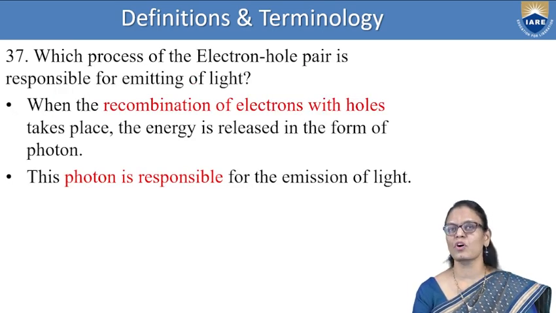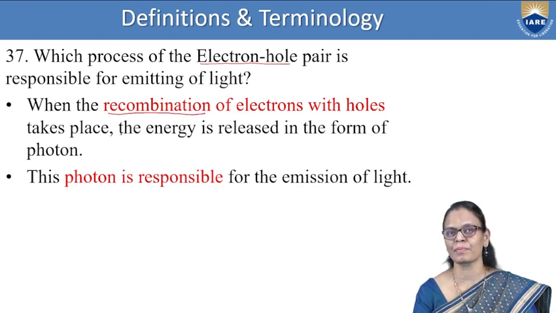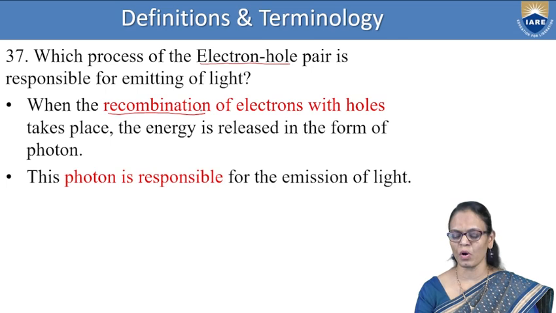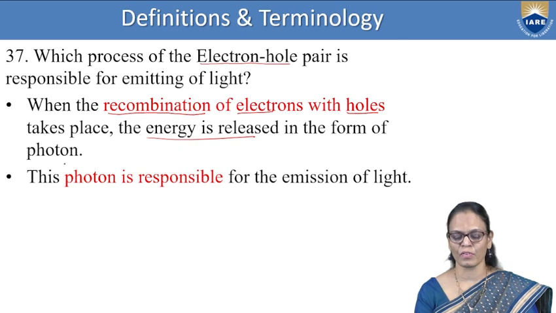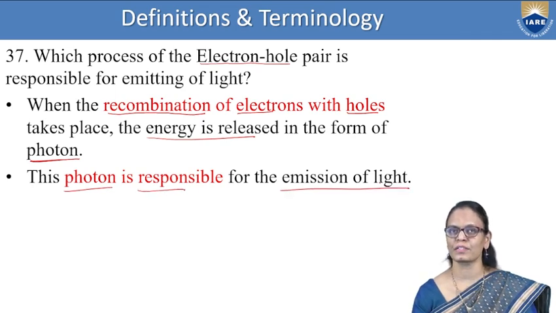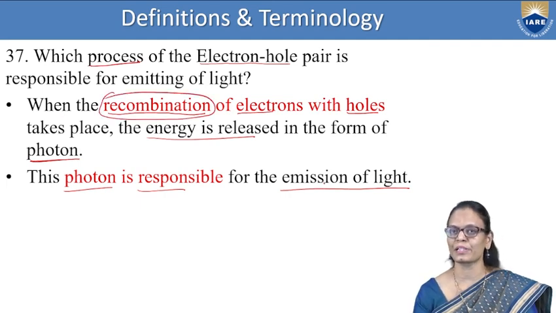Now, which process of the electron-hole pair is responsible for emitting of the light? It is clear, the recombination process. When are we getting the light or the radiation emitted? Whenever there is a recombination of holes with the electrons, energy is released in the form of light. So the photon is responsible for emission of light. So the process here is the recombination process, which is emitting light in the form of photons.